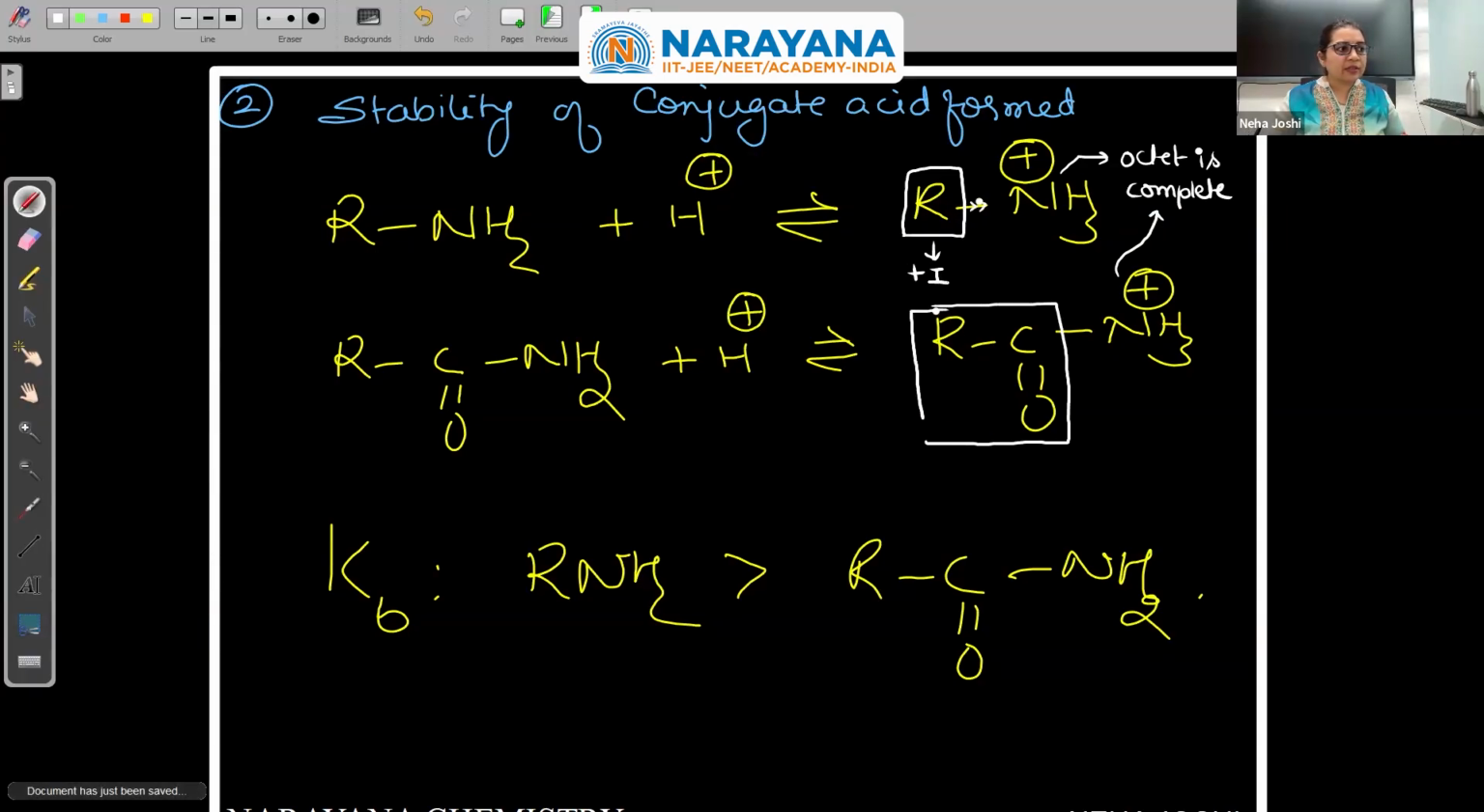Here the acyl group is attached. This will act as a minus I group. And the minus I group will definitely destabilize the conjugate acid formed, resulting in amide being a weaker base than amine. Right? So what approach will we take? We will form the conjugate acids and compare their stabilities, and then we'll decide how to use it.